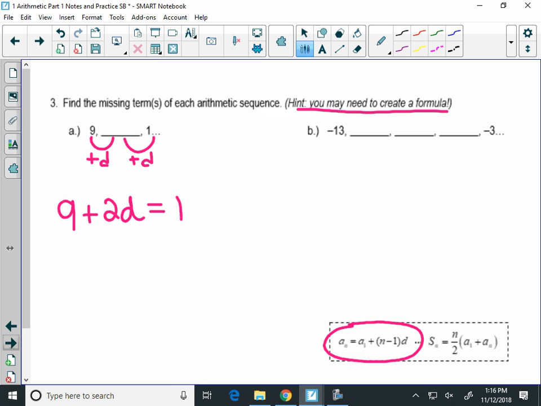My first year teaching, I did. You could find the average. Yeah. So I'm going to subtract 9 here. Yeah, there's a couple ways to do it. I actually used to teach it a different way, but I think this is easier.